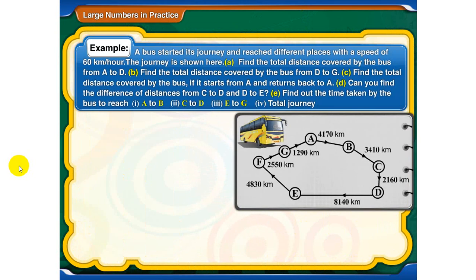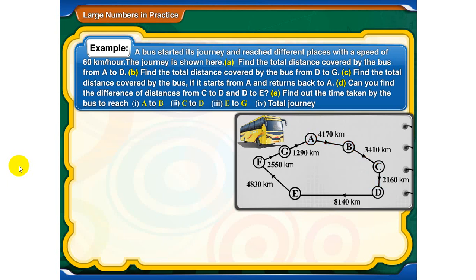Example. A bus started its journey and reached different places with a speed of 60 km per hour. The journey is shown here. A. Find the total distance covered by the bus from A to D.